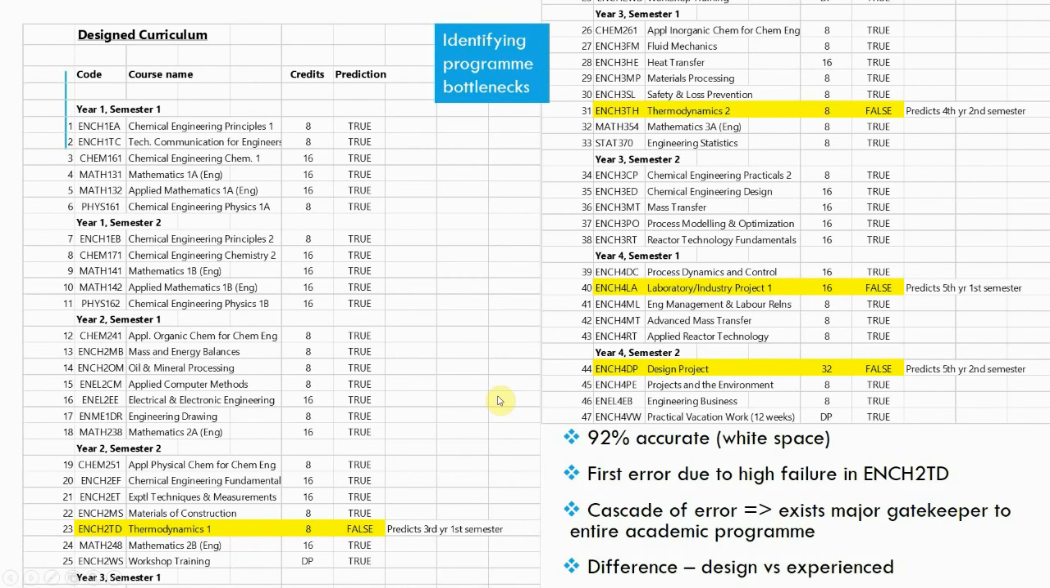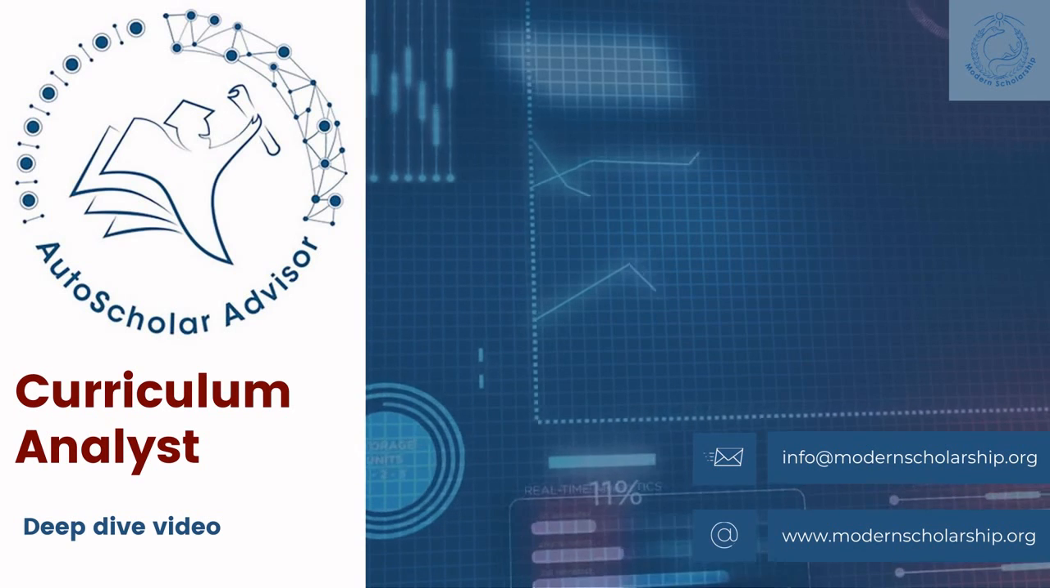Overall then, progression mapping helps us identify and even quantify the difference between our curriculum design and the curriculum from the perspective of the student.